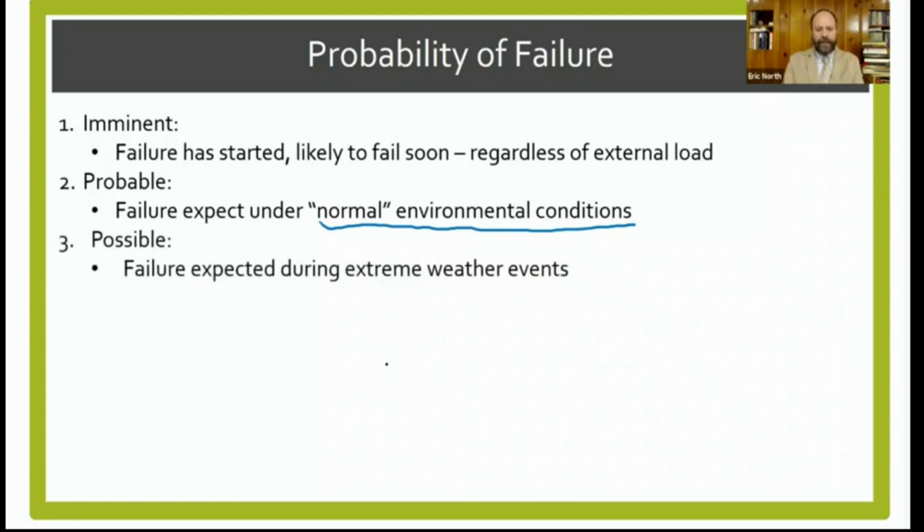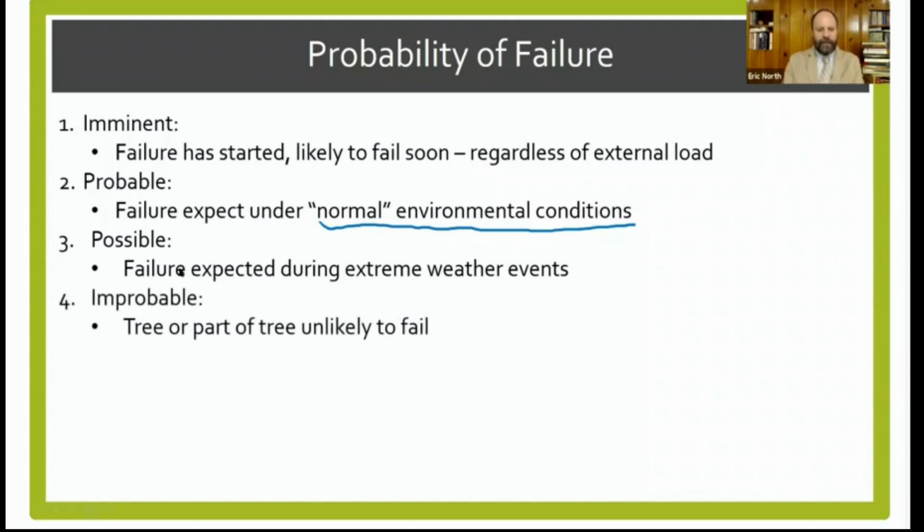Possible failure means failure is expected during extreme weather events. I'll put an addendum here. We're not necessarily talking about hurricanes or tornadoes, even though those are extreme. We're talking about those maybe once or twice a season, big thunderstorms with heavy winds. The really extreme events like tornadoes tend to take out trees regardless of their condition.